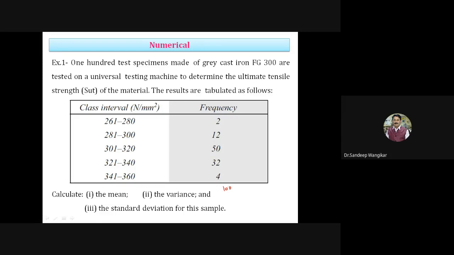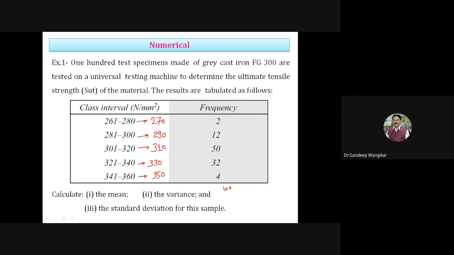The class interval is given as 261 to 280. So I cannot use this class as an interval. Therefore, I will take the class mark, the average, 270. Here I will take 290 for further calculations because I have to calculate fi xi. Therefore, I cannot take 301 to 320; I want one value, so I am modifying this. I will take 310, then 330, and then 350. So I have modified these for substituting in the formulas.